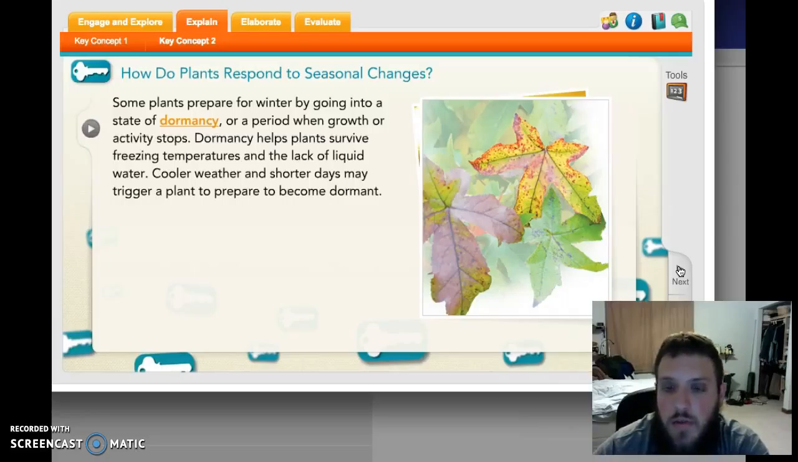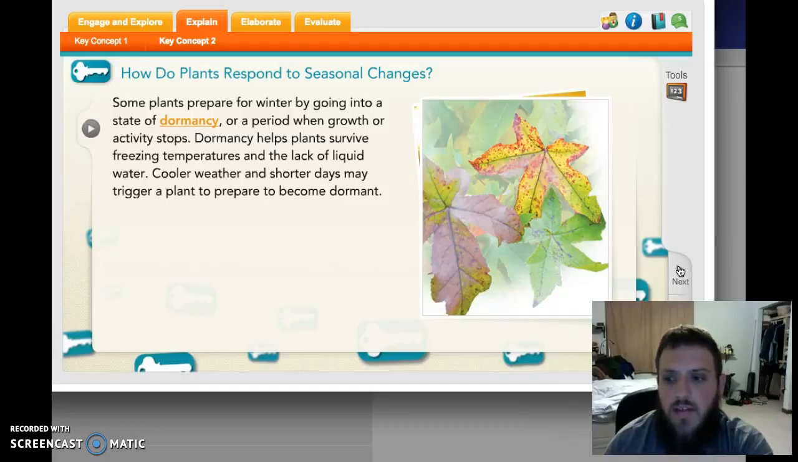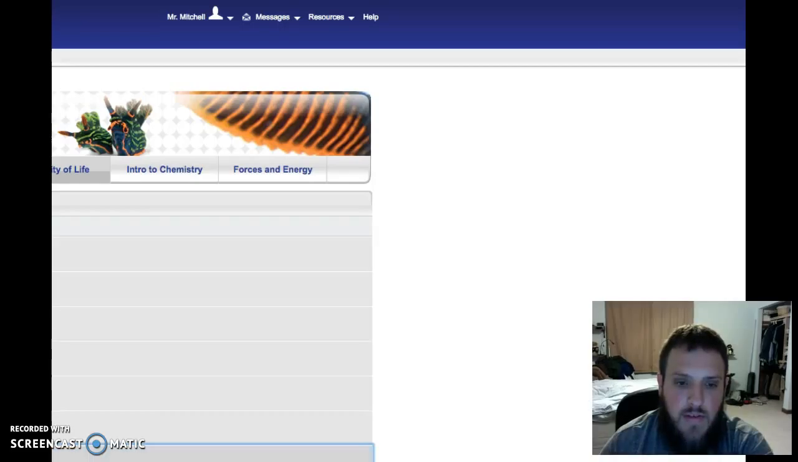Dormancy will help the plant survive the freezing temperatures, and they will start to sort of dry out on the inside to keep themselves from freezing. Cooler weather and shorter days will trigger a plant to lose its leaves and become dormant. So that's photoperiod, the amount of light in the day, and how cold it is. And different plants will move into dormancy based on different things. So that is our lesson on plant growth and responses.